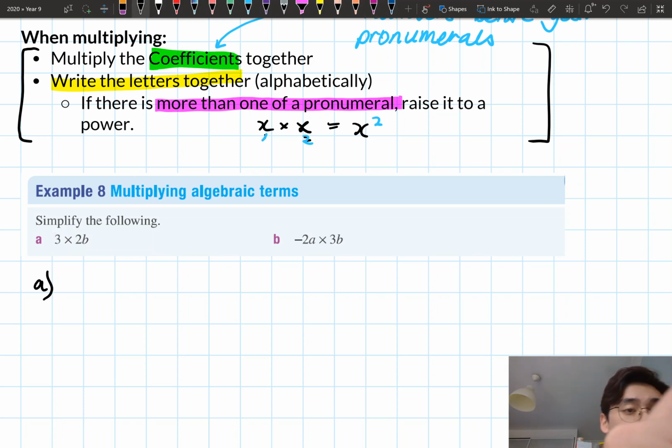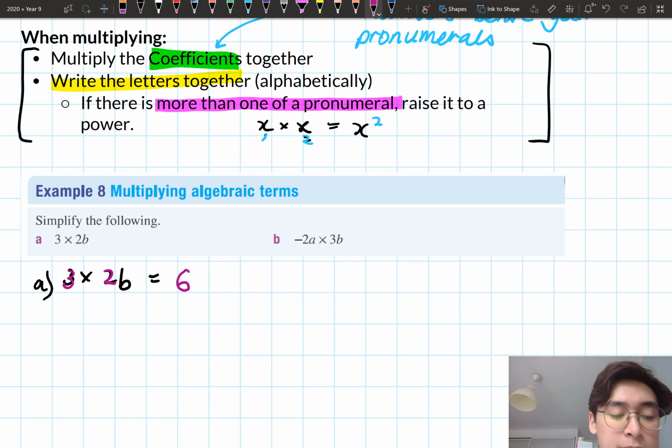So here, for 3 times 2b, I'm just going to multiply the numbers together. So I'm going to get 3 times 2. What's 3 times 2? That will give me 6. So here I'm just going to write a 6. Then I'm going to multiply the algebraic pronumerals together, the letters together. If you have a look, the only letter that I have here is my b. So all I'm going to do is write a b at the end.